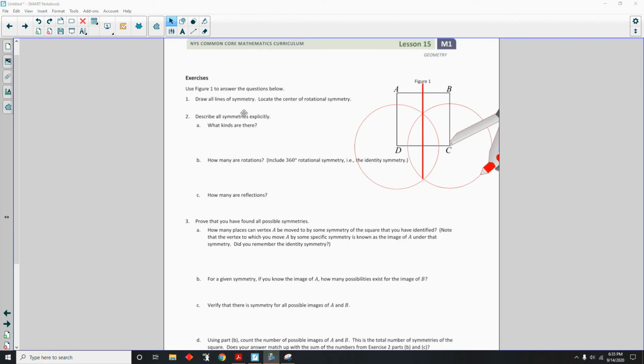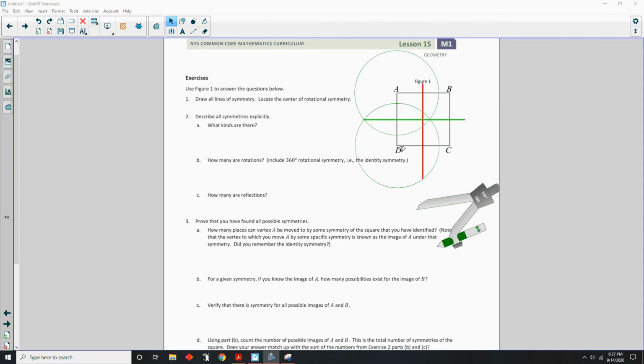Okay, so page 4 brings us to an exercise. It says use figure 1 to answer the questions below. 1, draw all lines of symmetry, locate the center of rotational symmetry. So I've already started this. As you can see, I drew a circle centered about D, which has a radius greater than half of DC, but less than DC. And then I did the same, centered at C, radius greater than half of DC and less than all of DC, and then I drew a segment. So there is one line of symmetry. I'll just pause and then show you the next one and so on.